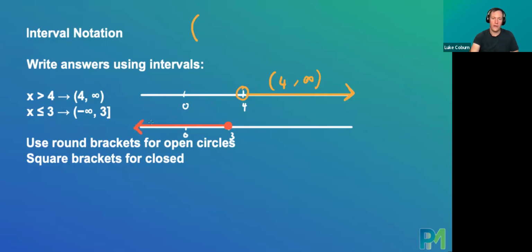Now, we always have to write our intervals from left to right, okay? So we're going to start with the first number. Now, what is the first number? Well, if we went all the way back here, it would be minus infinity. So we're going to start with minus infinity, and then we're going to go up to 3. So it's minus infinity to 3, but we have a closed bracket here and an open bracket here because we're including 3.